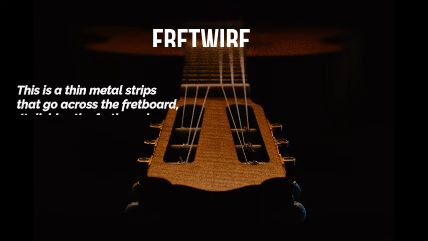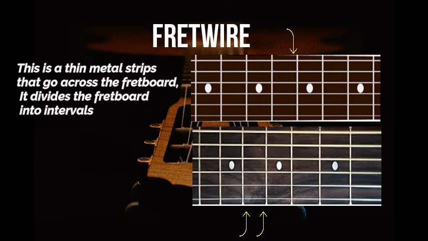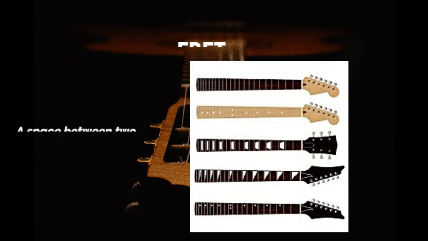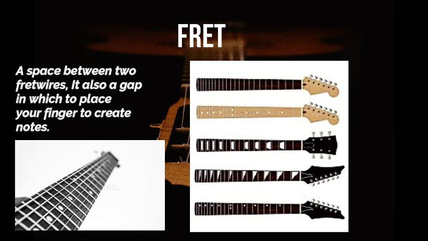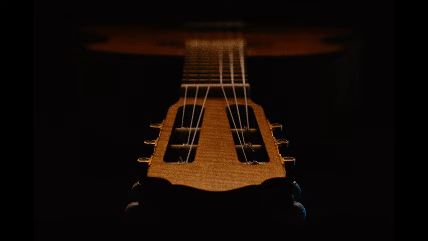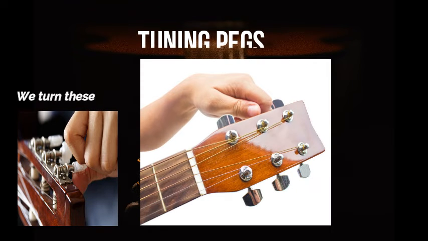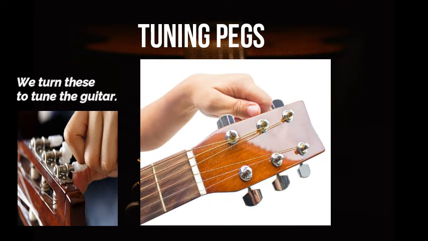The fret wire. These are thin metal strips that go across the fretboard. It divides the fretboard into intervals. The fret. This is the space between two fret wires. It's also the gap in which to place your fingers to create notes. The tuning pegs. You turn these to tune the guitar.